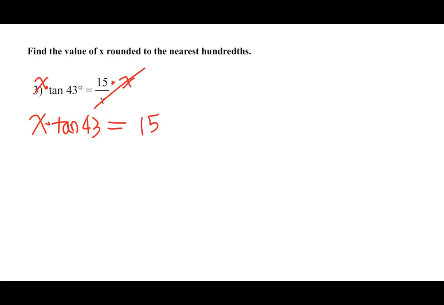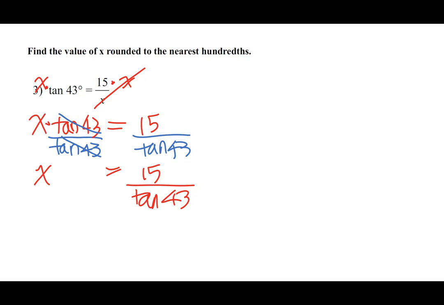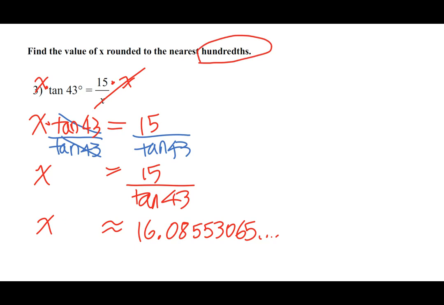So what do you have to do? You need to get rid of tangent 43, so you'll divide by tangent 43 on left and right. That will cross out tangent 43 on the left side. You just get the x by itself, and on the right side you get 15 over tangent of 43. So type that into the calculator, and you get 16.08553065. The directions say round it to the nearest hundredths.